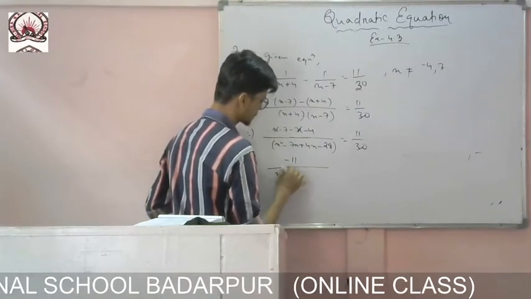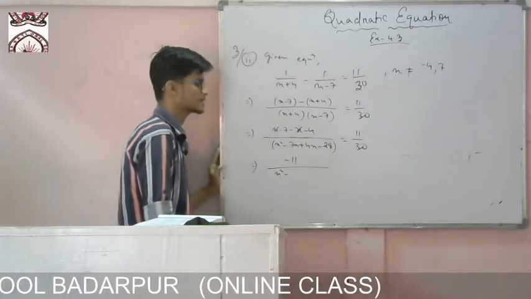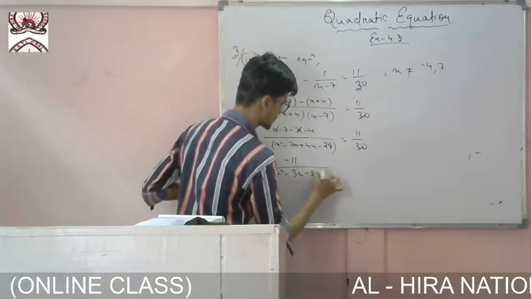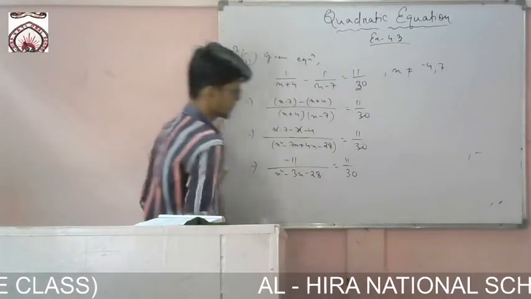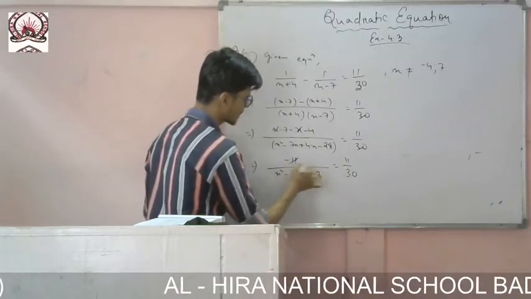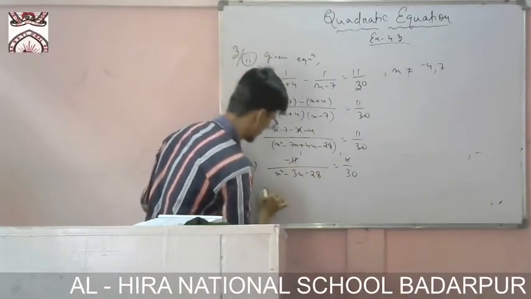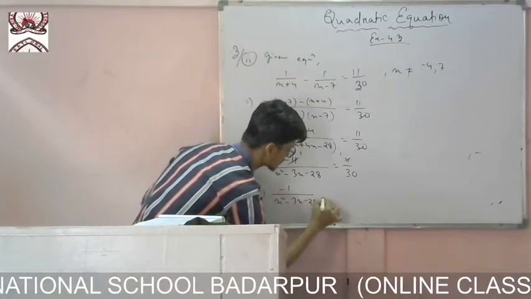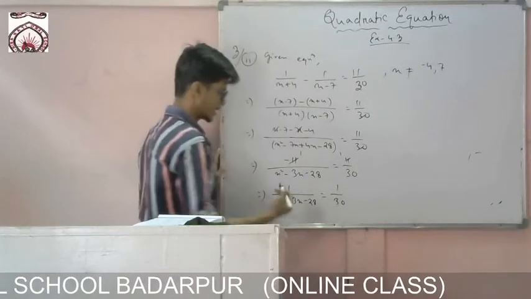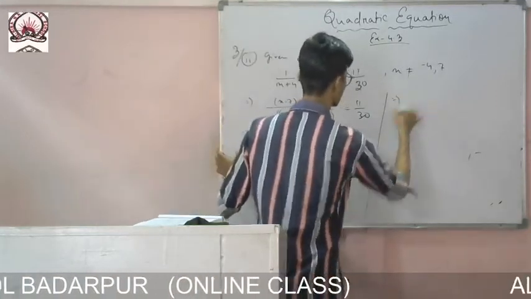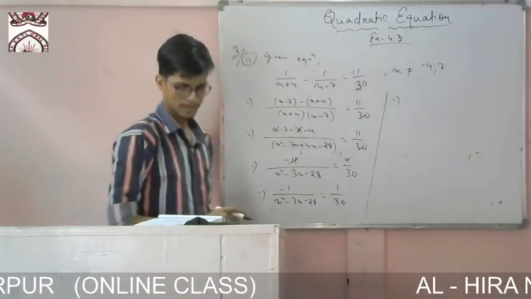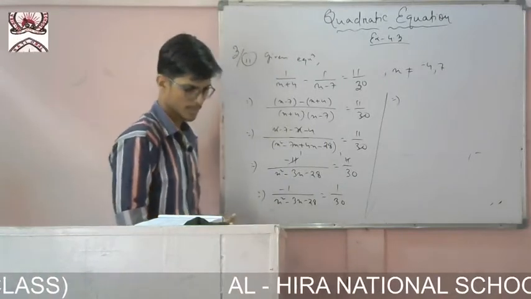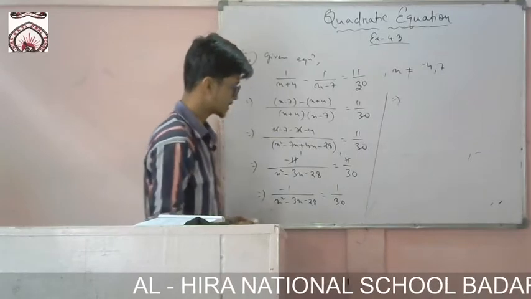Below, it is x square minus 3x minus 28 equals 11 by 30. So there is 11 here and 11 there, so I can cancel it. So 1 is left on both sides, so it will be minus 1 by x square minus 3x minus 28 equals 1 by 30. I can write it as minus 1 by x square minus 3x minus 28 equals 1 by 30.